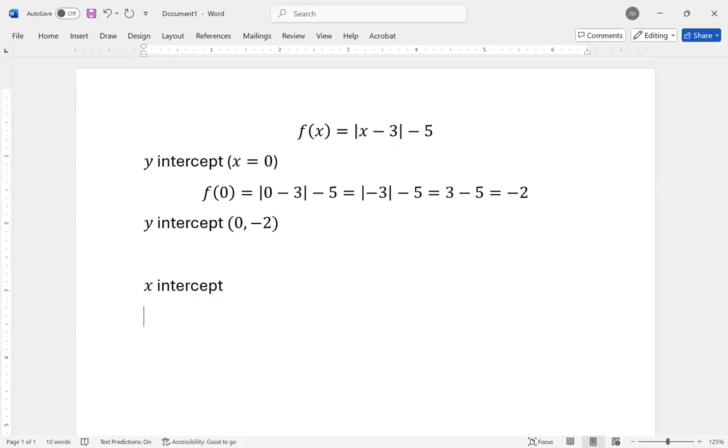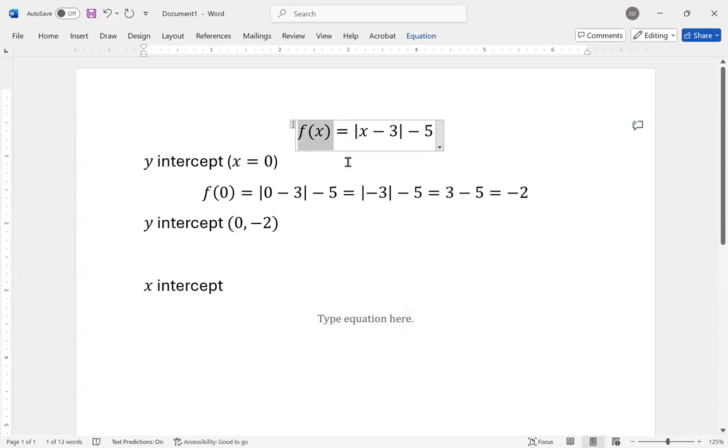On the other hand, to find the x-intercepts, what I would do is I'd plug in 0 for my y value. My function output is, in fact, my y value. So I can replace that f of x with just the letter y if I want, but usually I just leave it as f of x. I know that my output is my y value.